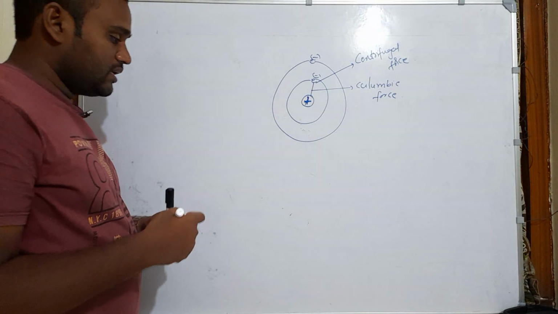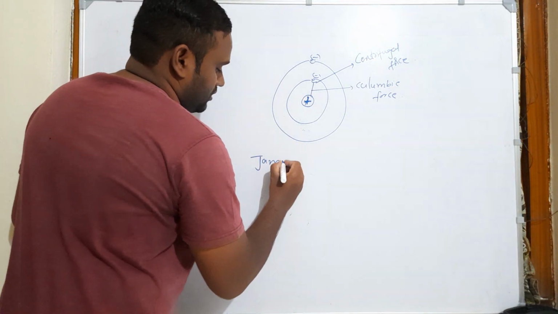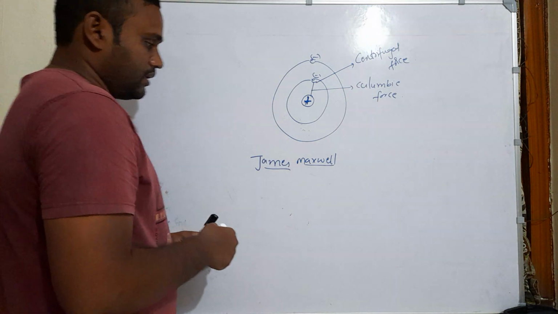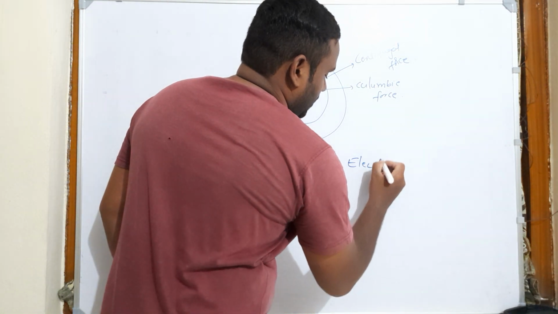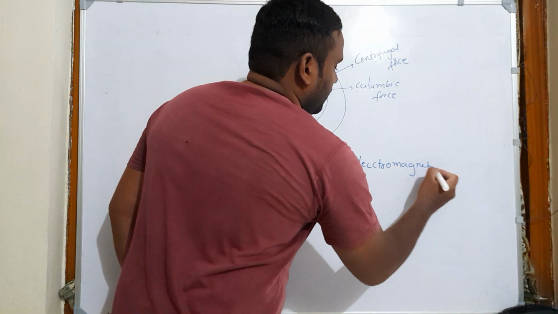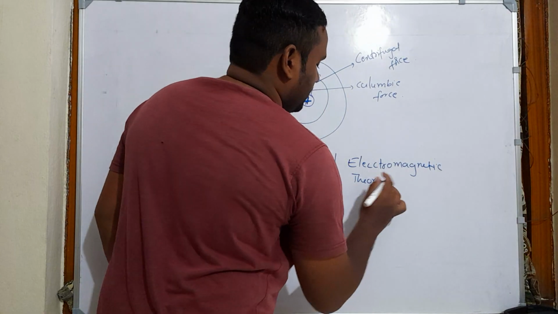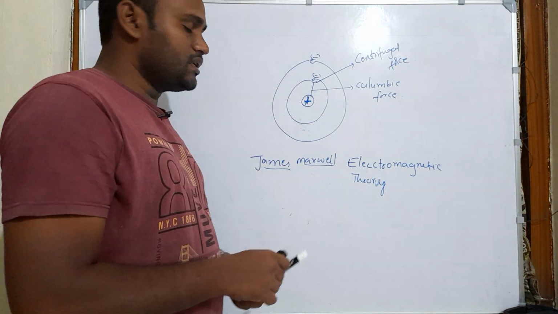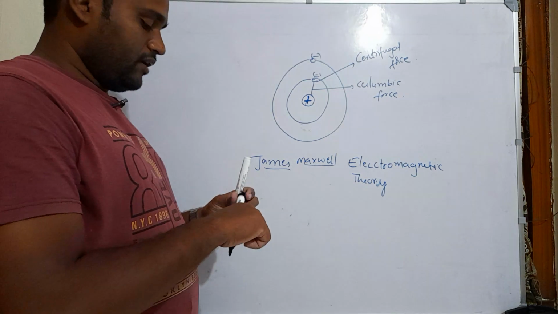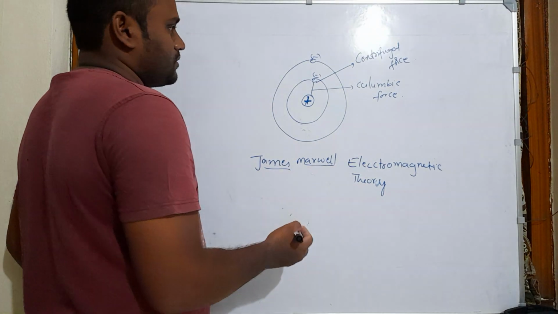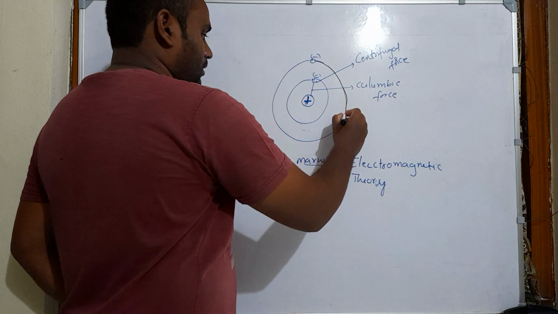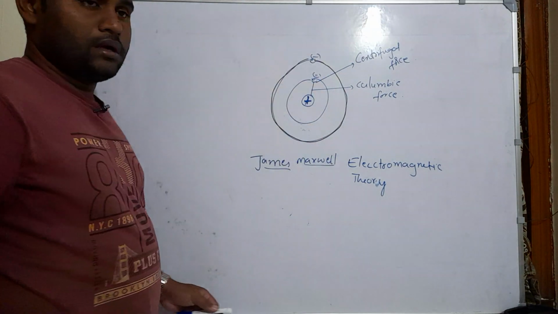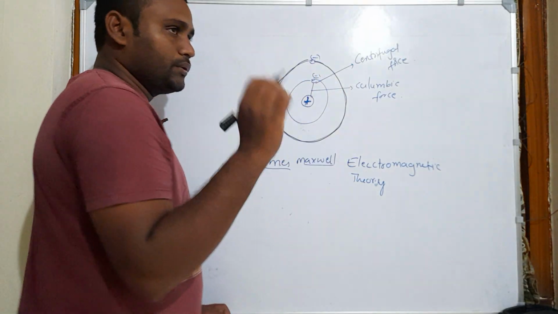But another scientist, James Maxwell, proposed a theory, that is the electromagnetic theory. According to this theory, when a charged body rotates around another charged body, it emits radiation, it loses its energy in the form of radiation. Why does it lose energy according to James Maxwell? When the electron rotates around the nucleus, it loses its energy continuously. Why? Because when it rotates in a circular path, it continuously accelerates due to change in direction.